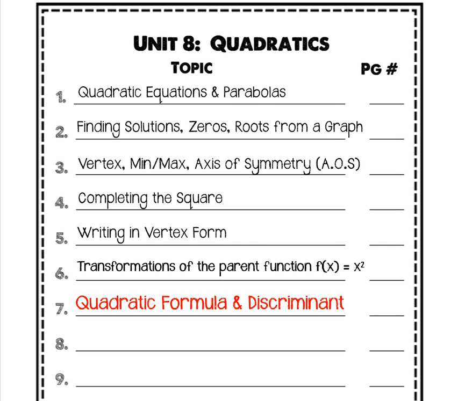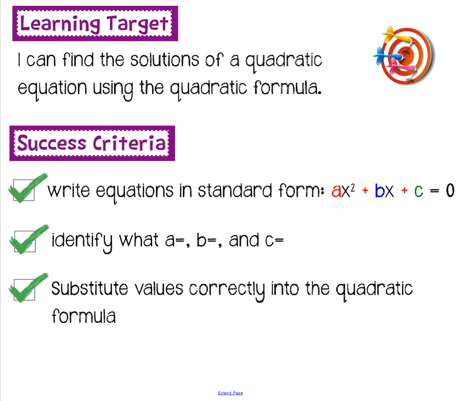Alright, so let's talk about what we're going to learn today. Your learning target is that you can find the solutions of a quadratic equation using something called the quadratic formula. In order to do that, you have to be able to write equations in standard form. That's ax squared plus bx plus c equals 0. You have to be able to identify what a is equal to, b is equal to, and what c is equal to. And then you have to substitute those values correctly into the quadratic equation.